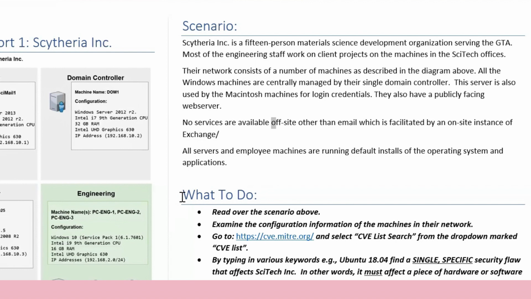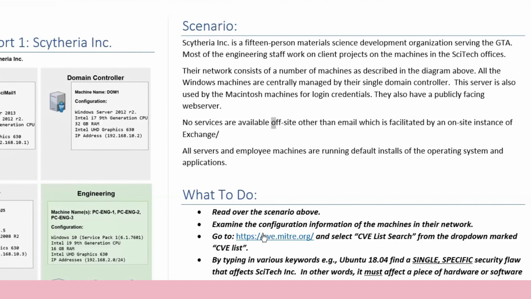So what do we have to do here? We are supposed to look over the scenario above and understand it in the first place. That's very important. Then examine the configuration information of the machines in the network. So we need to look at the diagram and understand, okay, this is the infrastructure, this is how their network is, this is how it works, this is how communication occurs.